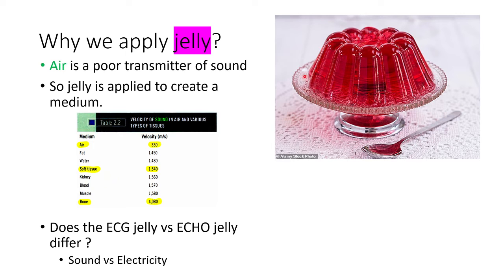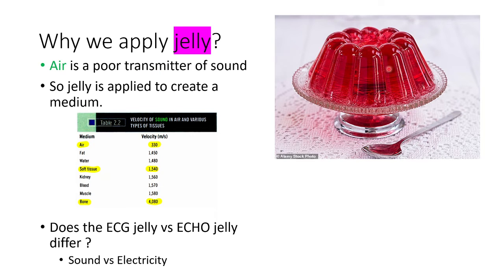So we have to apply jelly when we are doing an examination. Why? Because ultrasound waves have different velocities in various mediums. From this table we can see that air has a very low velocity. There is air between the probe and the patient's chest wall, and air is a poor transmitter of sound, so you should put some medium in between. When you put the jelly, the velocity increases, maybe to 1500 or 2000, based on the jelly we use. So the echo jelly will increase the velocity and improve the transmission of sound.